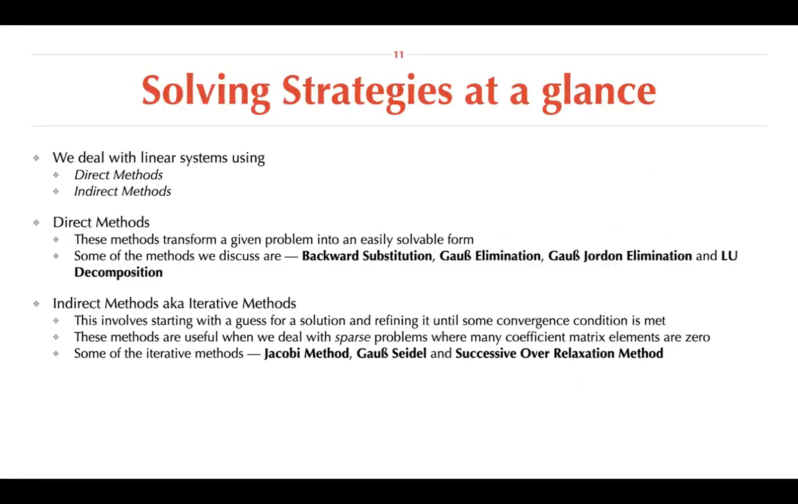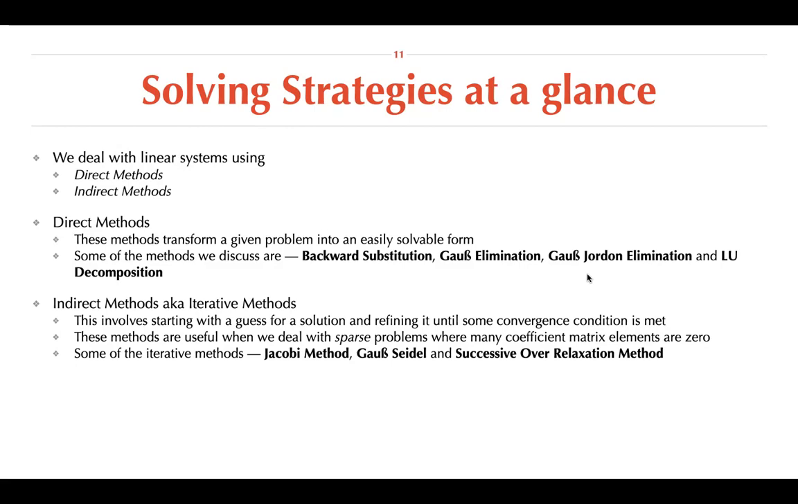There are basically two strategies. One is the so-called direct methods, the other is the indirect methods. In the case of direct methods, we transform the given system into a simpler system that is easily solvable. There can be many methods, but we will talk about backward substitution or forward substitution, Gauss elimination, Gauss-Jordan elimination, and LU decomposition. You may have heard of Cholesky decomposition. That's a special case of LU decomposition.